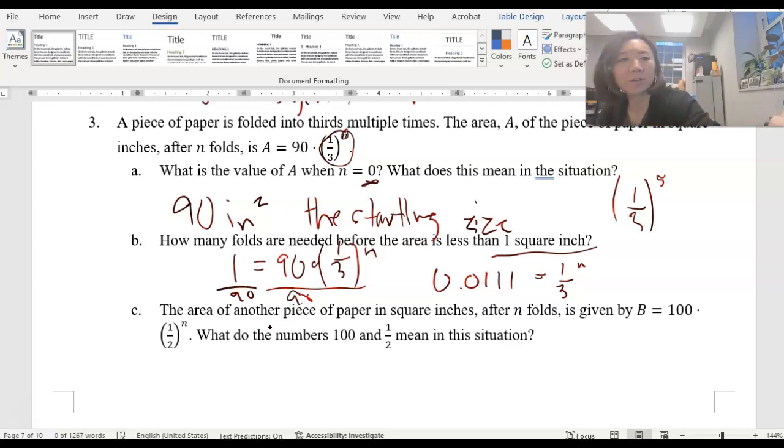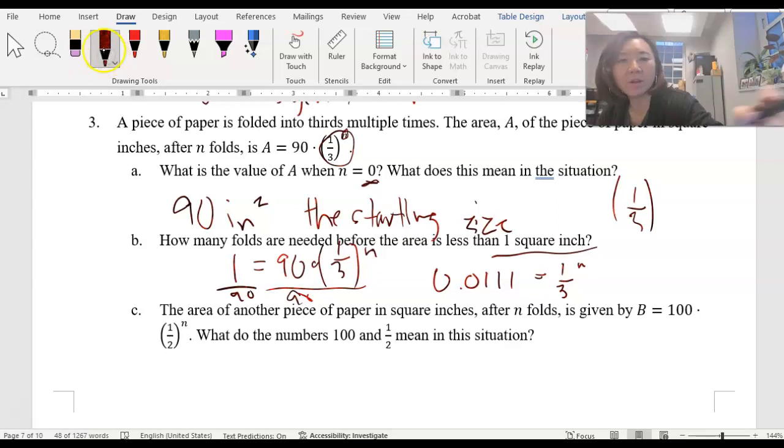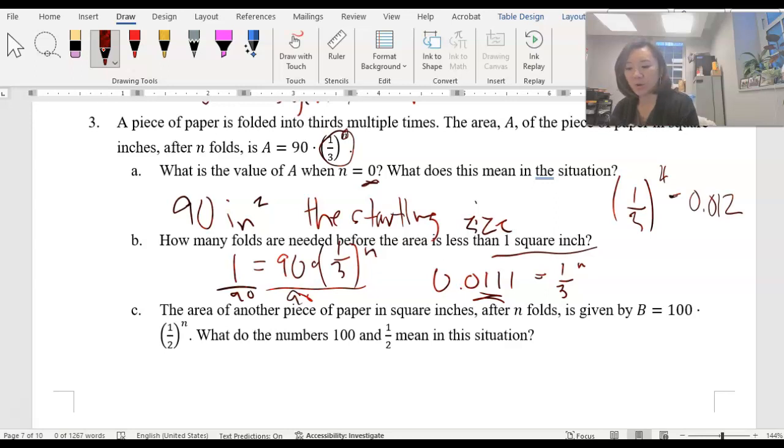Okay, so if you put 1/3, actually I went the wrong way here. You put 1/3 to the 4th power, you get 0.012, which is still a little bit too big, right? But if we put 1/3 to the 5th power, we get 0.004. All right, so for it to be less than 1 square inch, it's going to take 5 folds, right? But 4 folds is going to get us close. It still won't be quite small enough at that point, though.